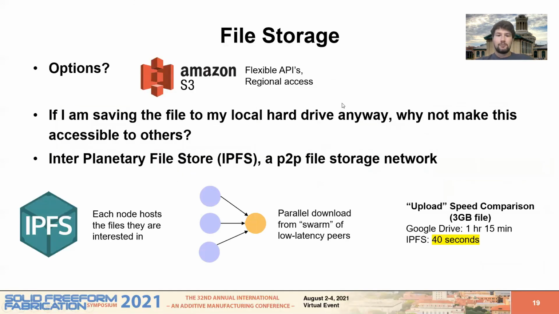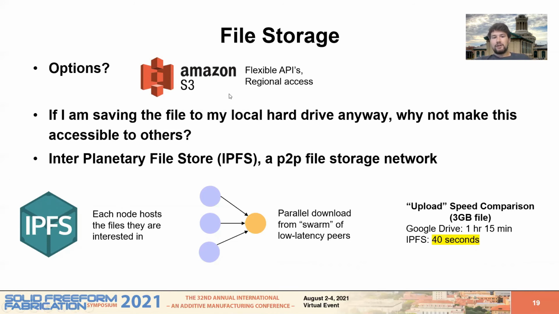So now when it comes to file storage, what are our options here? As a cloud-based platform, we want this stuff to be accessible by anyone, anywhere, as long as they have the proper permissions, of course. So we could use something like AWS S3, which is sort of the standard when it comes to programmatically accessible file storage.